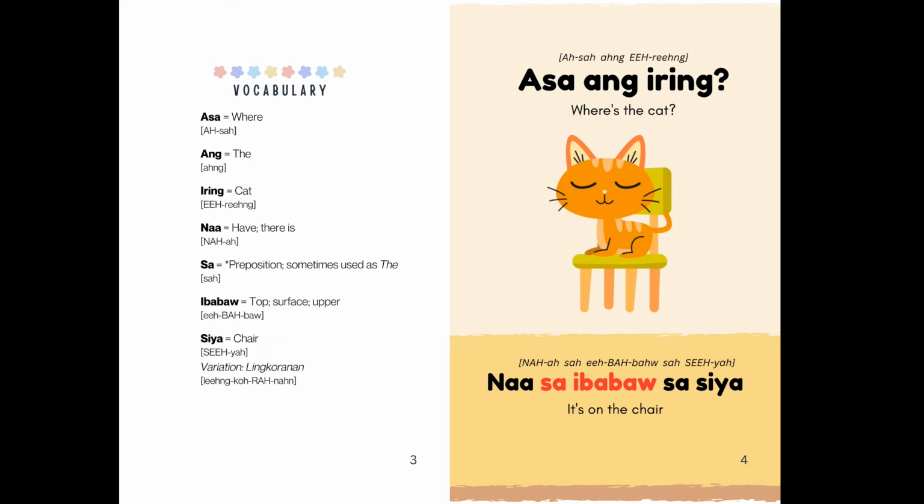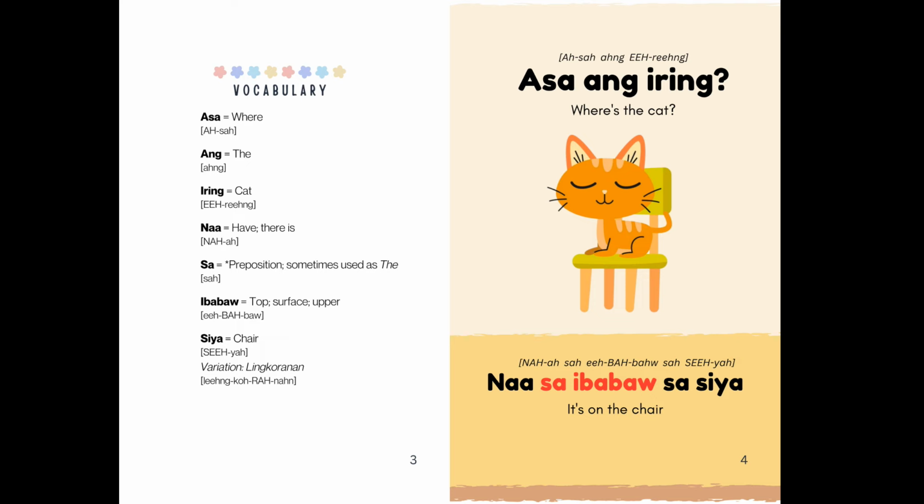Vocabulary list. Asa means where. Ang means the. Iring means cat. Naa means have or there is. Sa, preposition, sometimes used as the. Ibabaw, top, surface, or upper. Siya, chair. Variation, lingkuranan.